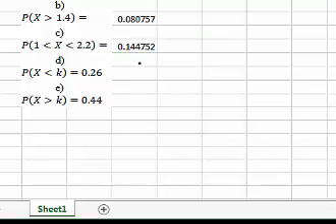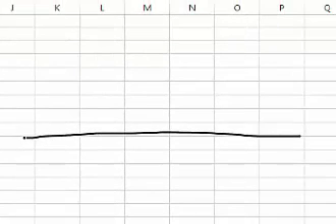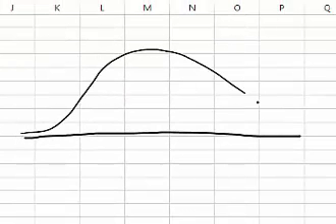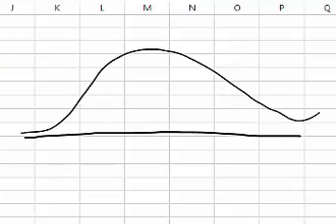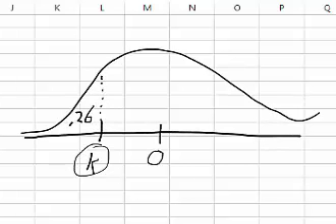Part D is a little bit different. Here we're trying to calculate probabilities based on given x values. Part D now is reversed. We're given a probability and we want to know what the x value is associated with that probability. So we're told the probability, or the area, to the left of this k value is 0.26. What's this k value? We have a new formula to find that.